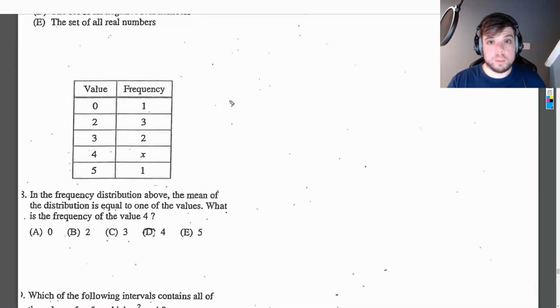So I completely misinterpreted problem 48. This is me coming in after the fact, and as a result, I got problem 48 wrong. Problem 48 says, we have a value frequency table and the frequency distribution above. The mean of the distribution is equal to one of the values. What is the frequency of the value 4? I just interpreted this totally wrong.